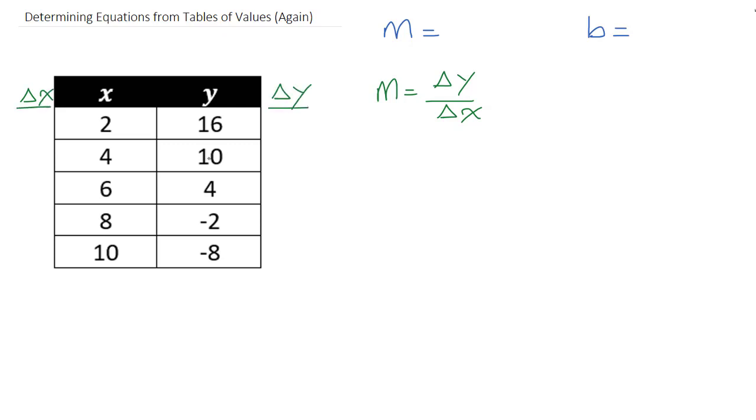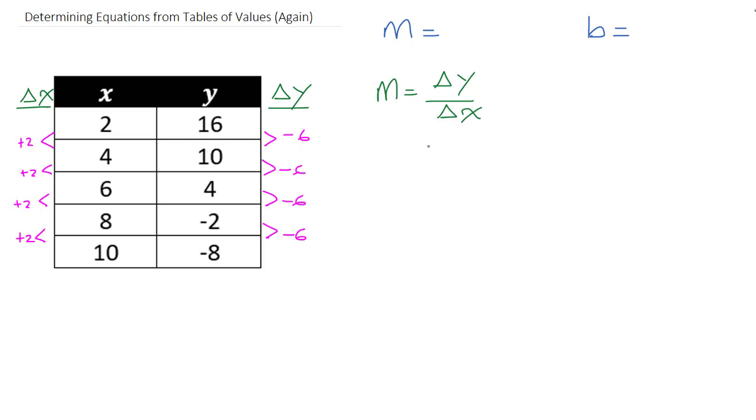So let's figure out what we are changing by here each time. All right, so the x's, well, we are going up by 2 each time, up by 2, up by 2. So our change in x is 2. And what about our y? We are going down by 6, down by 6 each time. So this definitely tells me it's linear because everything's changing at a constant rate, so we're good.